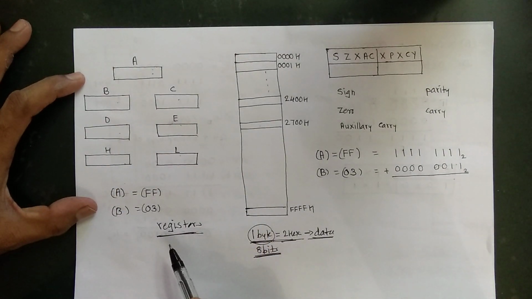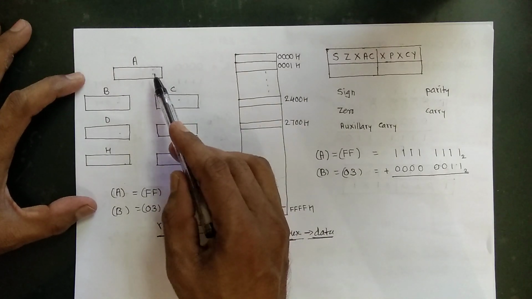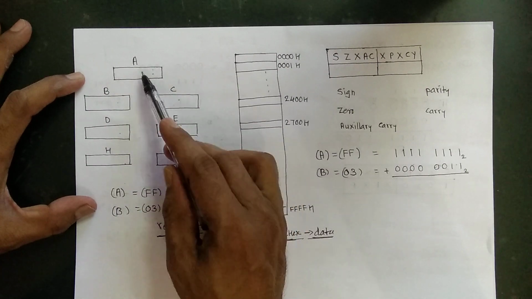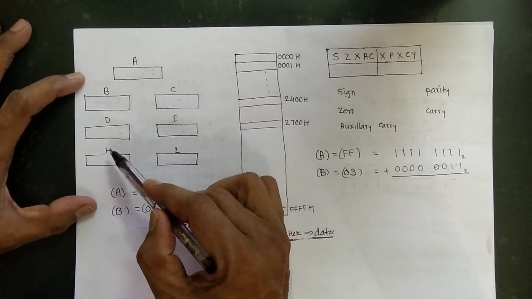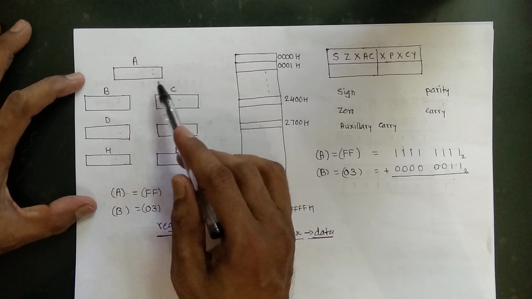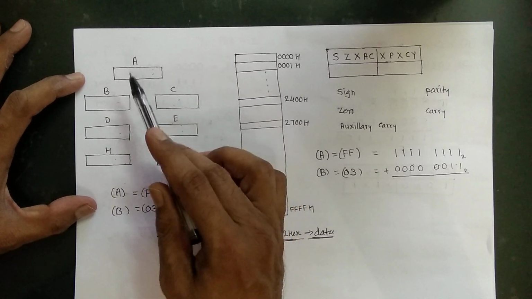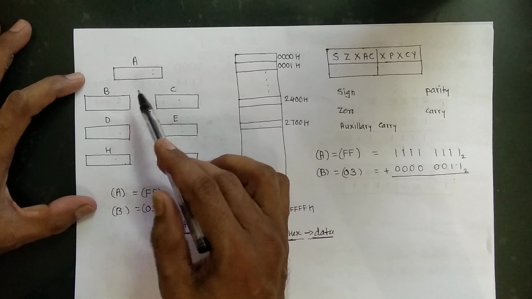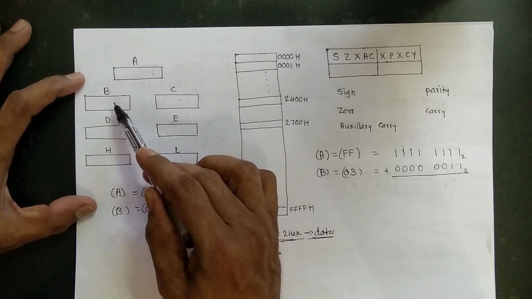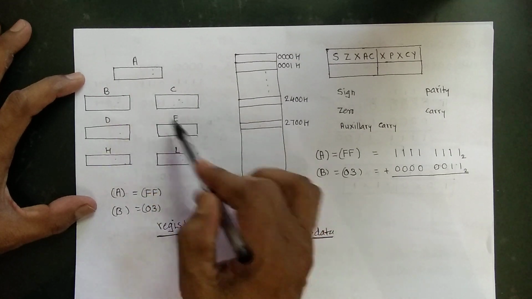That means the number from register A can be transferred to B, C, D, E, H, L, or to itself also. Number from A can be copied to A. Similarly, a number can be transferred from B to A, B to B, B to C, B to D, B to E, B to H, B to L.